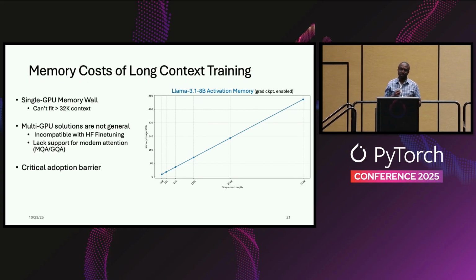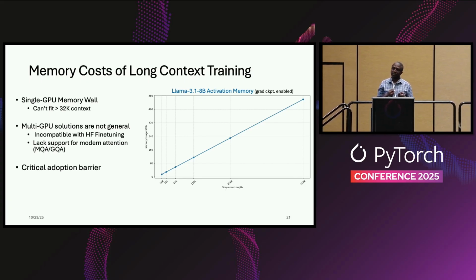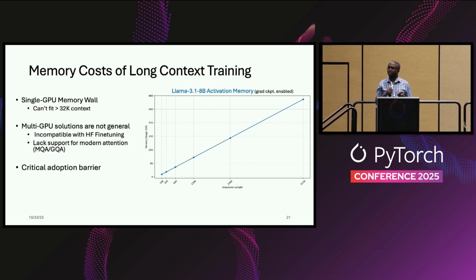So that's a problem. And there are multi-GPU solutions that try to parallelize the context window across multiple GPUs. But those are not general. They don't work very well. One, they don't support Hugging Face fine-tuning, which is really the primary way most people do fine-tuning these days, right? You grab your model from Hugging Face. And so this is a significant adoption barrier.